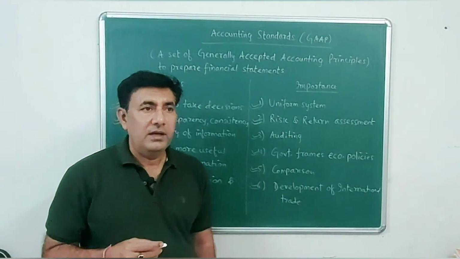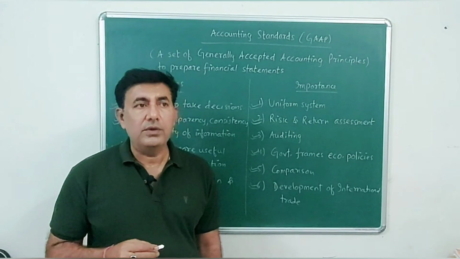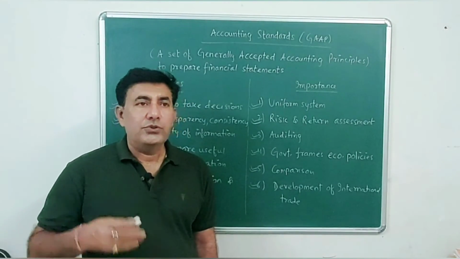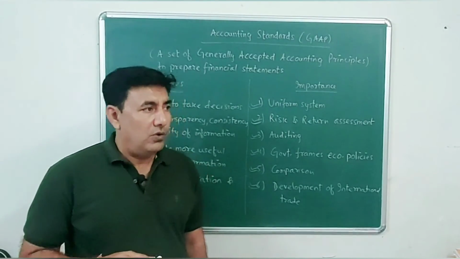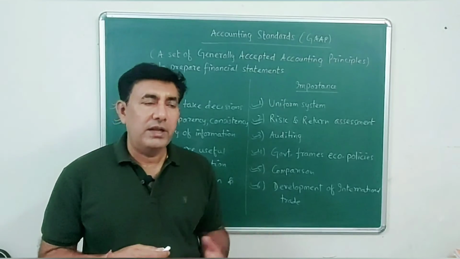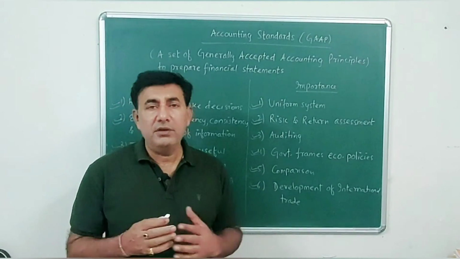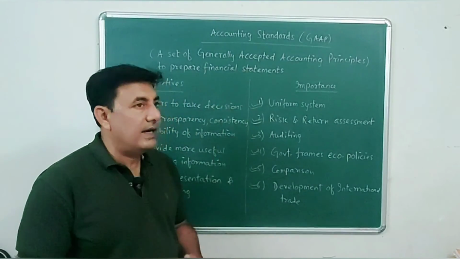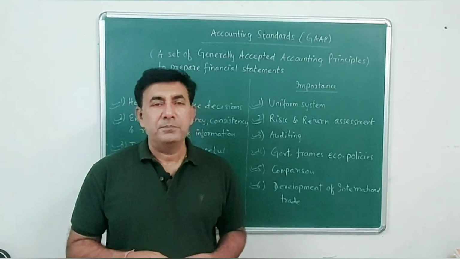Then, development of international trade. This is one of the very important objectives of the International Association of Accounting, that international trade, foreign trade, should expand. They should achieve globalization, and for all this purpose the WTO, World Trade Organization, World Bank, and United Nations are working very hard, right? So ultimately, accounting standards also aim for the development of international trade.